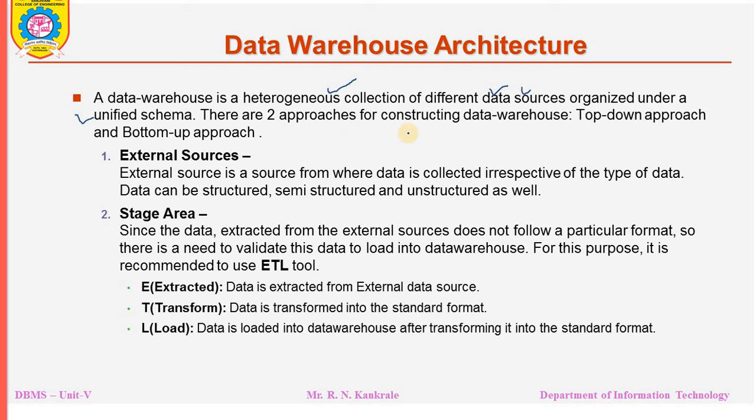There are two approaches for constructing the data warehouse. One is the top-down approach, another is bottom-up. External sources belong to the organization. The control on these external sources is with the organization, for example Facebook, Instagram, and WhatsApp, which belong to one company. The control is on these three applications, which we can use through the web or through mobile, and that data will get collected irrespective of the type of data.